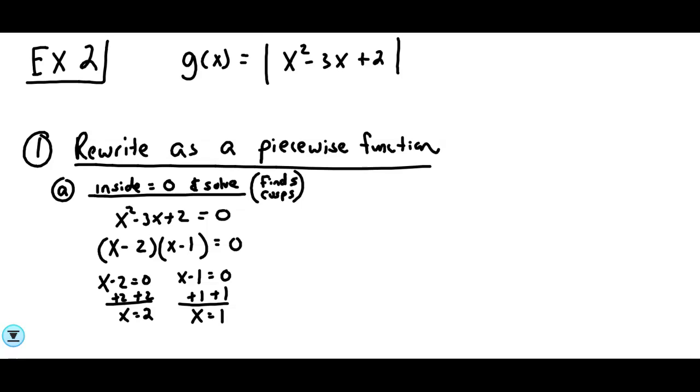So this graph, if I were to graph this function, would have a cusp at x equals 2, and it would also have a cusp at x equals 1. But that's kind of beside the point. For now, just hold on to the fact that the first step is to set the inside equal to 0. After that, we do our number line test.